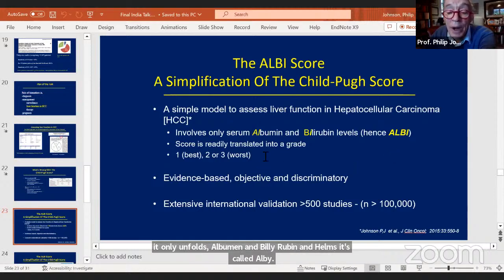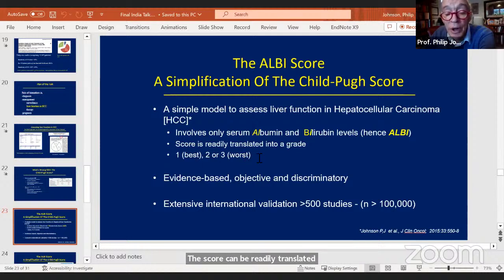The score can be readily translated into a grade, 1 for best function, 3 for worst function. So it's evidence-based on many patients, very objective, discriminatory, and it's been internationally validated in more than 500 studies and more than 100,000 patients.